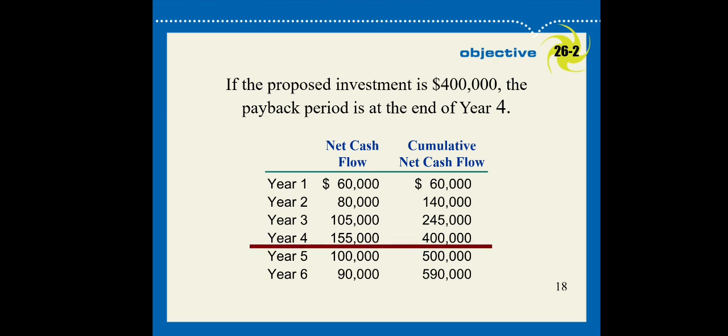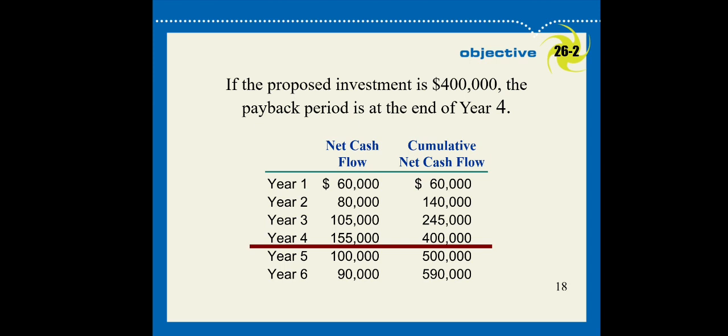Okay, you use the formula that you have seen in the previous slide if the net cash flow every year is the same. But if the net cash flow every year is not the same, then you have to use a table like this. Let's say there is an investment. The investment is $400,000. And then the net cash flow is not the same every year.